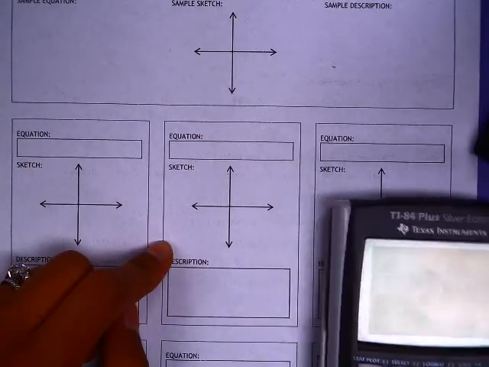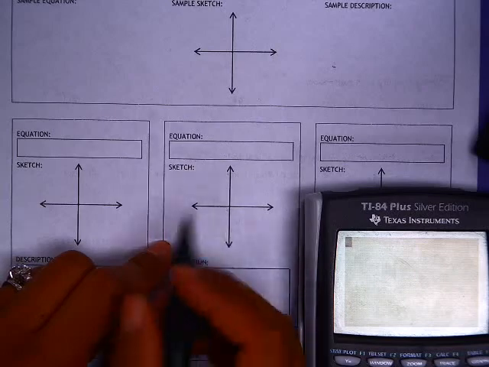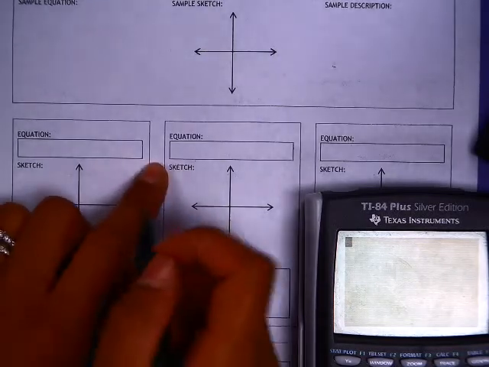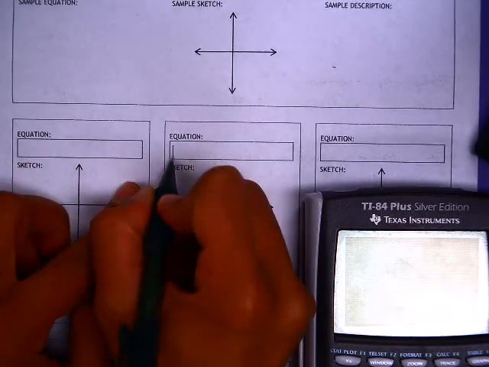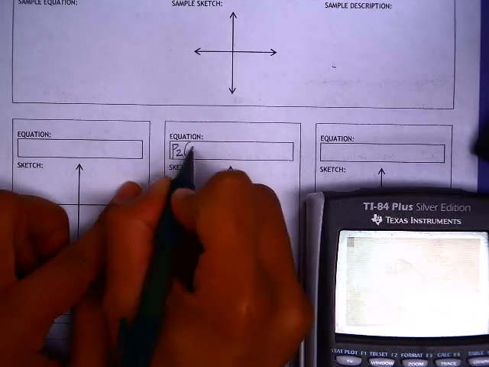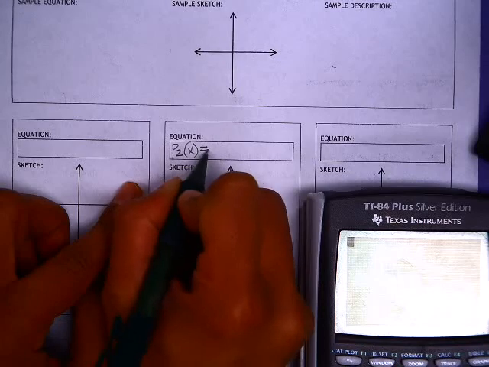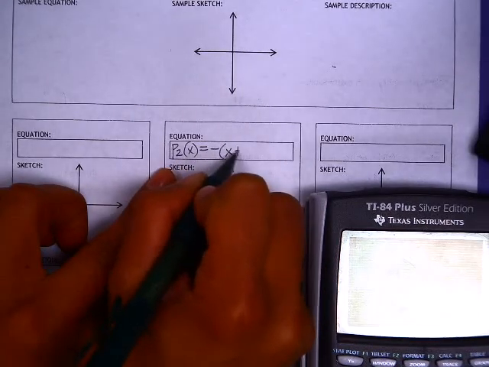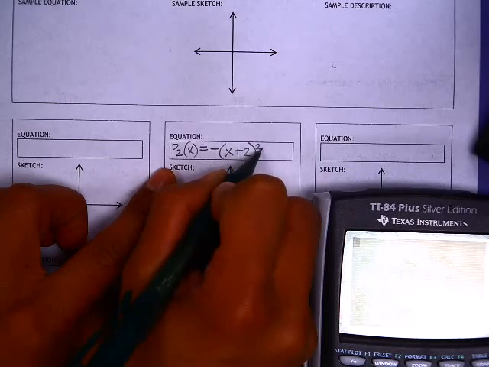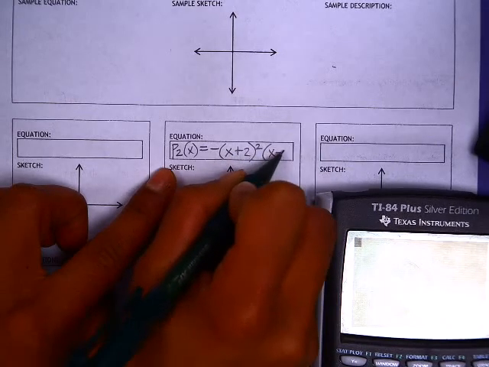Alright, I'm going to be graphing, using a graphing calculator, two of the polynomials that we graphed in class today. The first one I'm going to do is polynomial number 2, which was negative quantity x plus 2 squared times the quantity x minus 3.